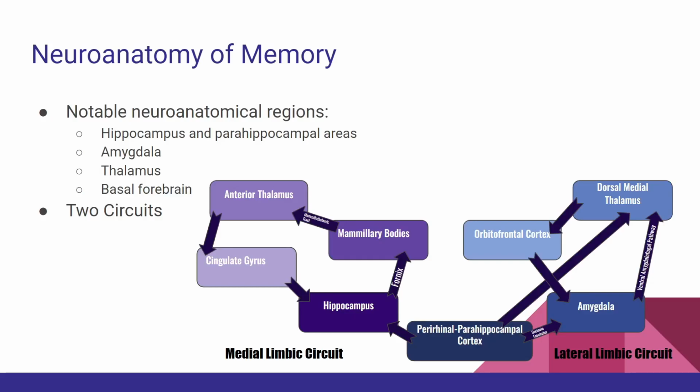Or the lateral limbic circuit, which once again starts at the perirhinal or parahippocampal cortex, which has two projections, one to the amygdala and one to the dorsal medial thalamus. The projection to the amygdala travels along the uncinate fasciculus, and then from the amygdala, it travels up to the dorsal medial thalamus via the ventral amygdalofugal pathway, back to the orbital frontal cortex, and then back to the amygdala.